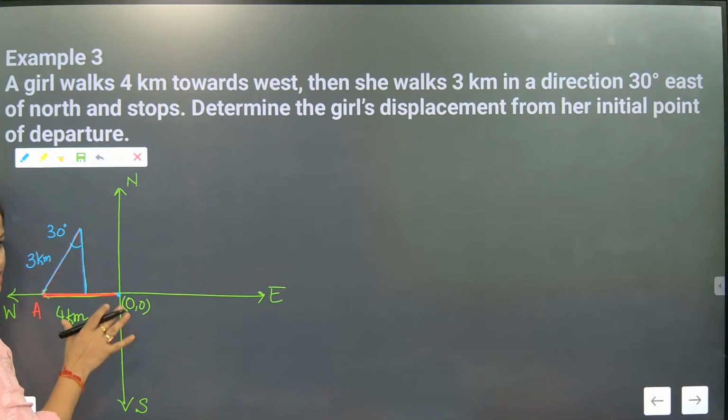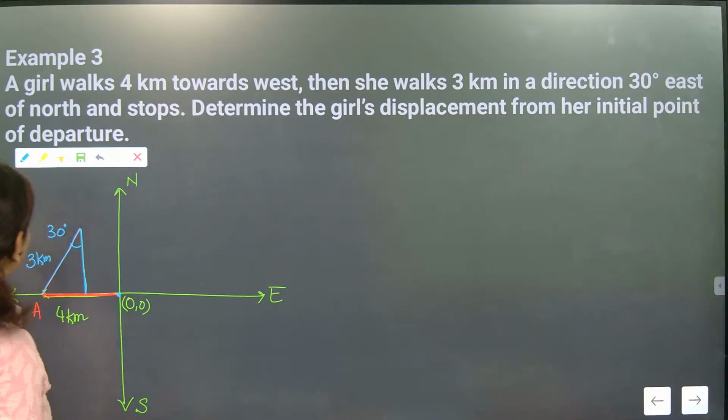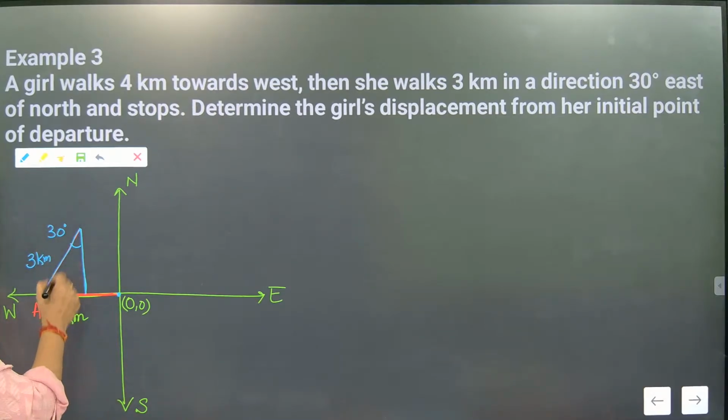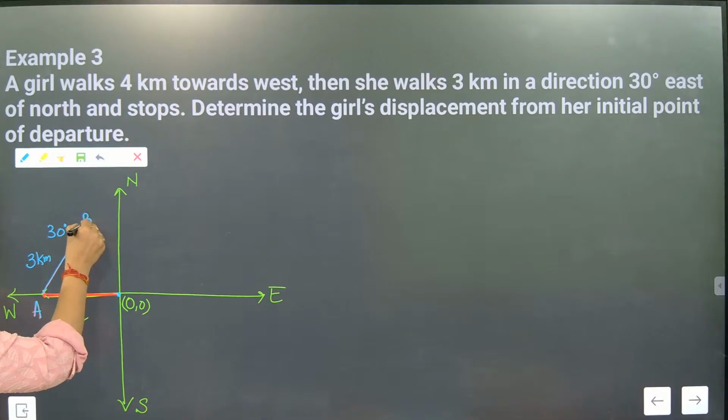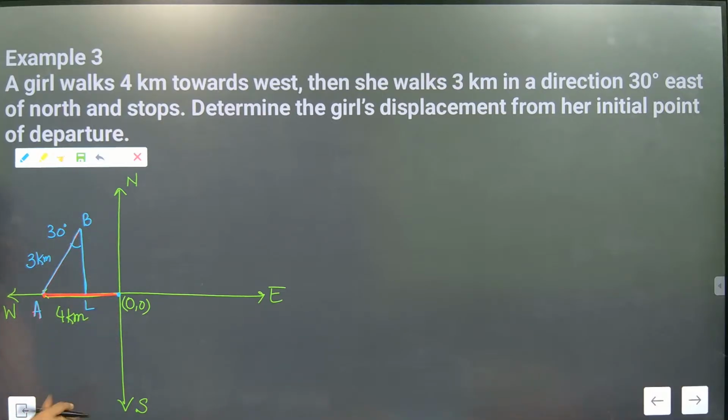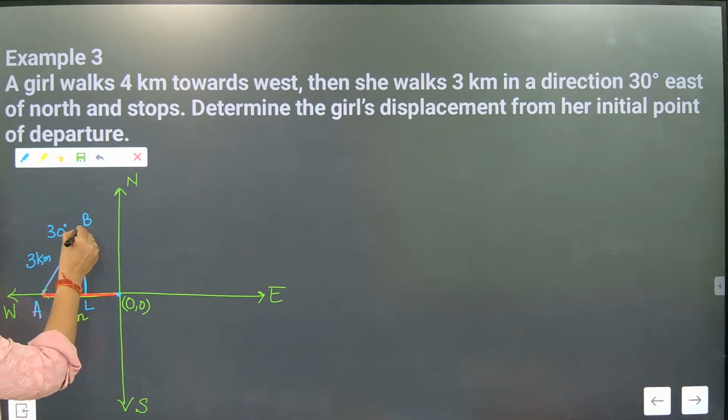Understood? So for this, what all work do we have to do? Till here we got it. Now we will take this point as A, this point as B, and this point as L. Can we do it like that, beta? So first we need to find this one and this one. Then we will be able to find the displacement.